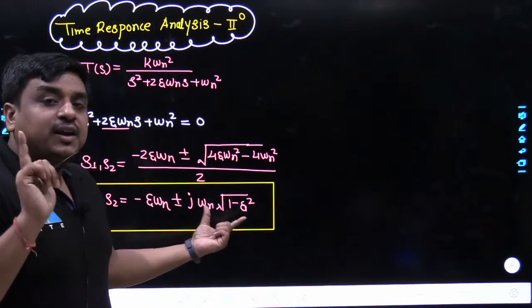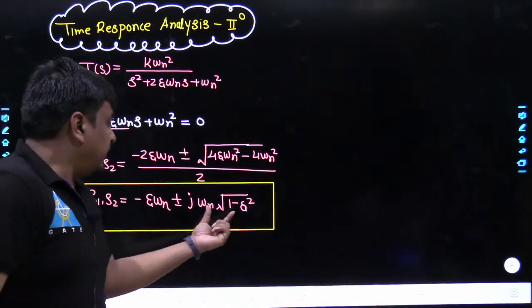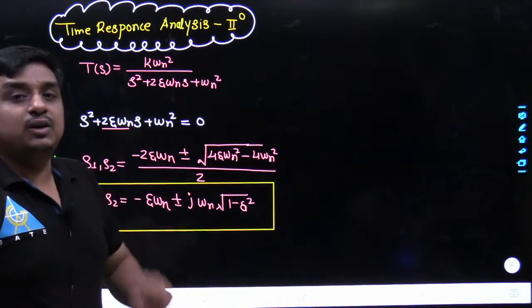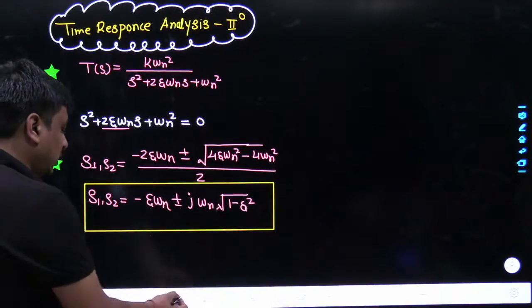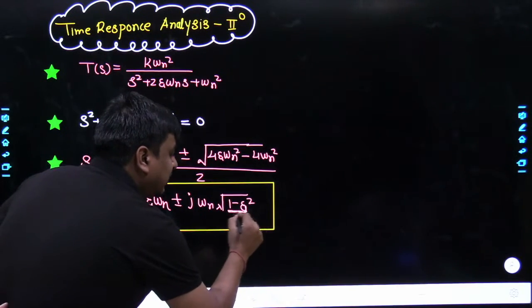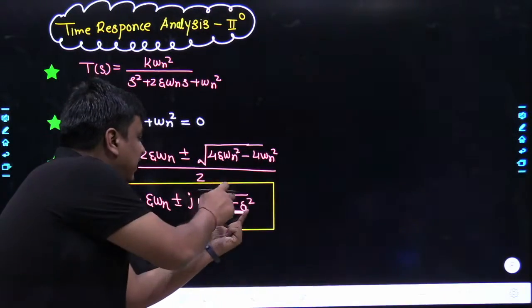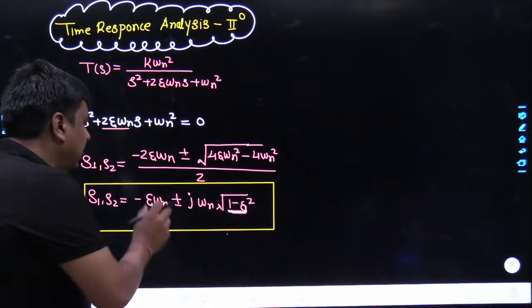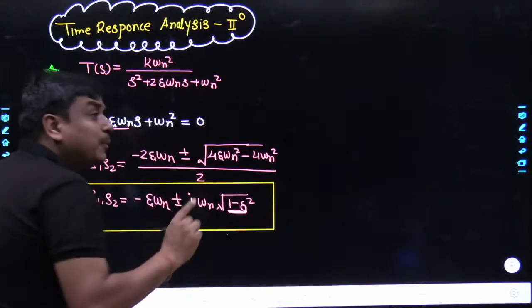See, try to understand what I am saying. The roots are supposed to be complex conjugate if this 1 minus zeta square is a positive value. What does that mean? That means zeta is in between minus 1 to plus 1. So I have assumed zeta is in between minus 1 to 1. In that case, the component within the root is a positive value. That means it is going to be a real value. The real value is getting multiplied with an iota. That means it would always be an imaginary part, and this would always be a real part, provided 1 minus zeta square should not become a negative value.